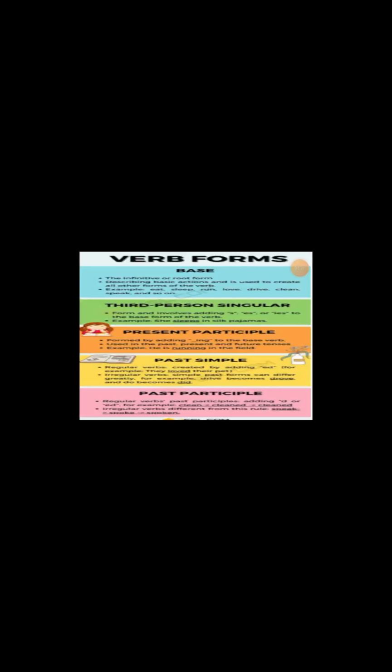Now we have the past simple. Let's see what the past simple is. Regular verbs are created by adding ed. For example, "They loved their pet." In the past simple we use regular verbs like looked, loved, with ed. Irregular verbs: simple past forms can differ greatly. For example, drive becomes drove, and do becomes did. So this is the case with irregular forms.